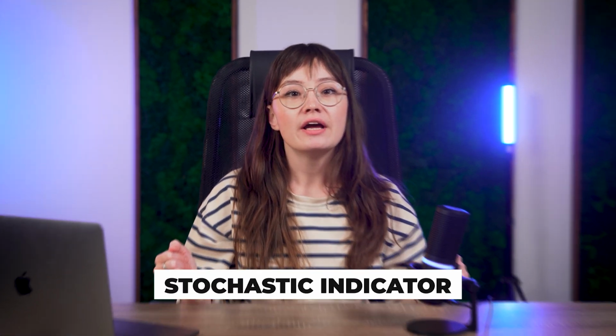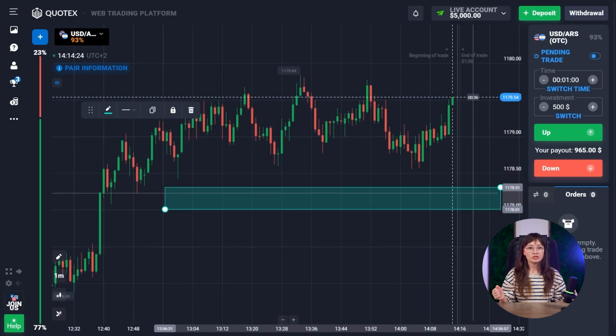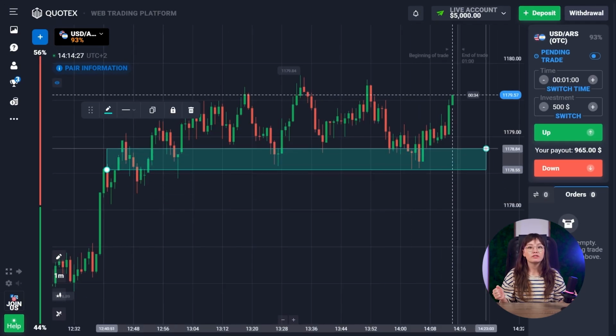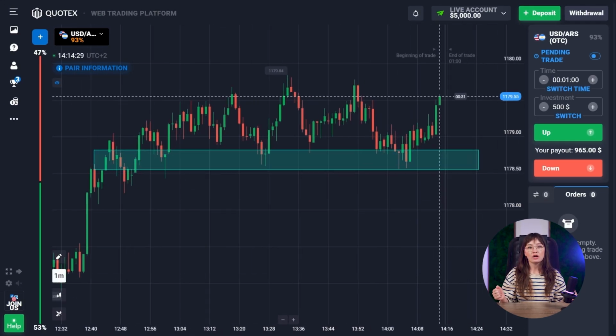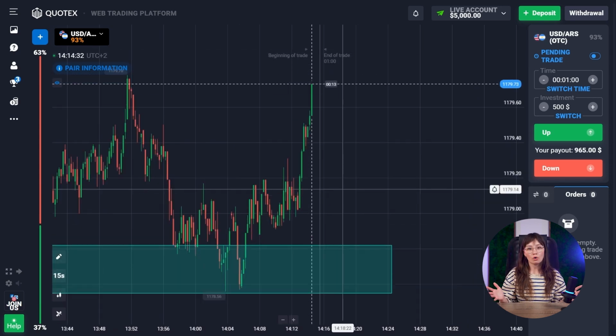And the first strategy for today is based on levels and the popular stochastic indicator. It's for those who prefer very fast trades. On the 1-minute chart, find the level. Then switch to a 15-second chart. On this time frame, we will open trades.